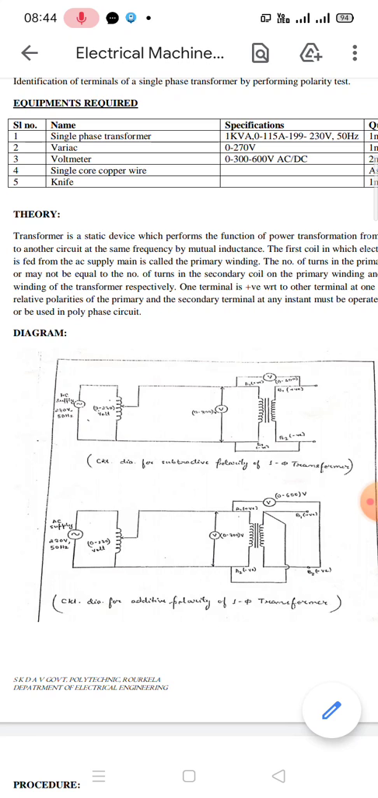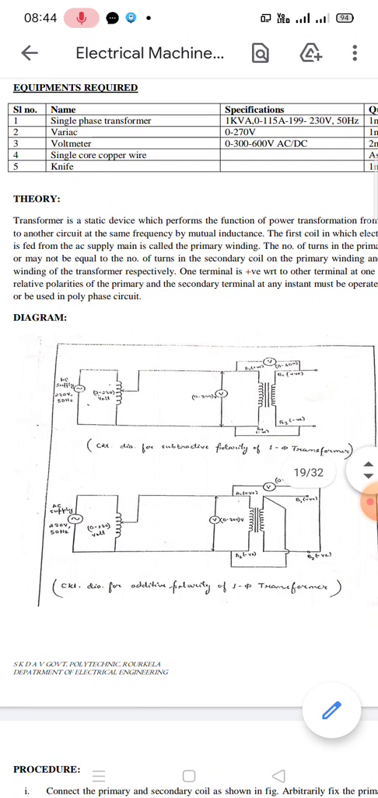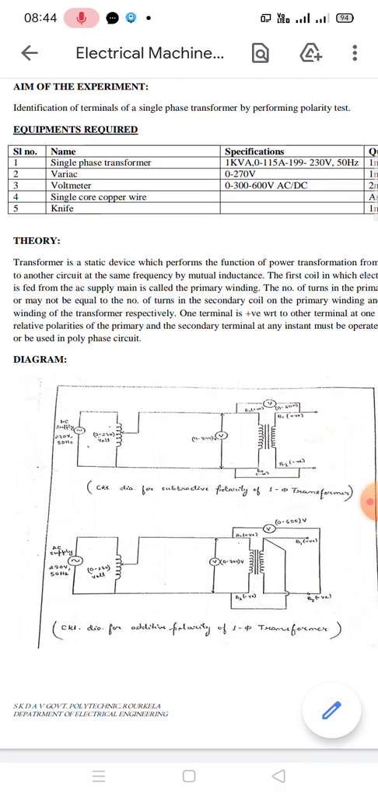The aim of the experiment is to identify the terminals, and determine the voltage regulation and ratio of a single phase transformer. So students, we will start this experiment by identifying the terminals of a single phase transformer. Mainly we will use the polarity test. Now, equipments required.